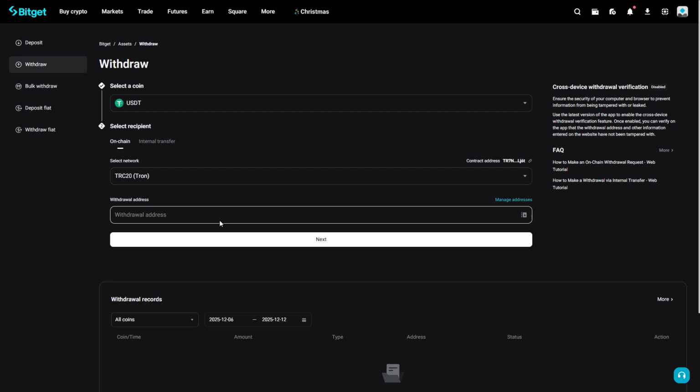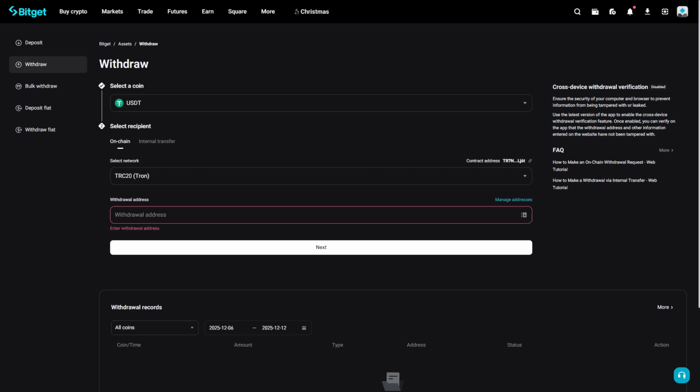Double check everything, the coin, the network, and the address, because blockchain transactions are irreversible. If you send to the wrong address, your funds are gone. Once you confirm, Bitget will send you a two-factor authentication code and an email confirmation. Enter the code, confirm, and your withdrawal will be processed. Depending on the network, it can take anywhere from a few minutes to an hour. All right, now you know how to get funds in and out of Bitget. Let us talk about the different wallets inside the platform.